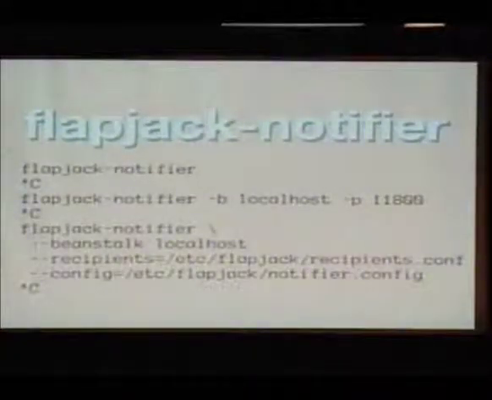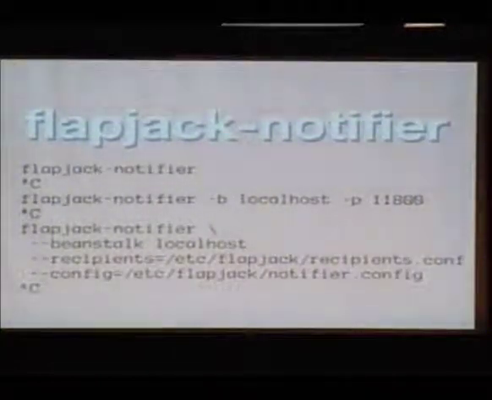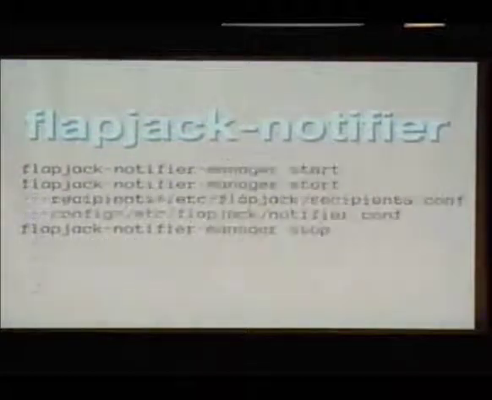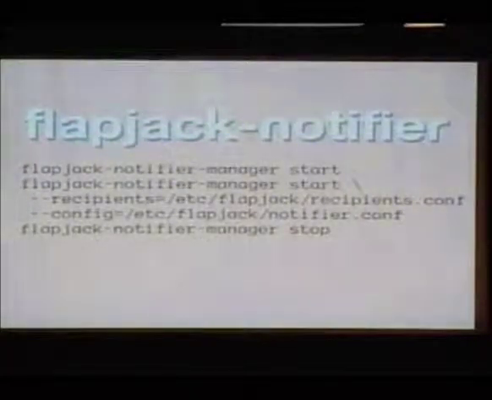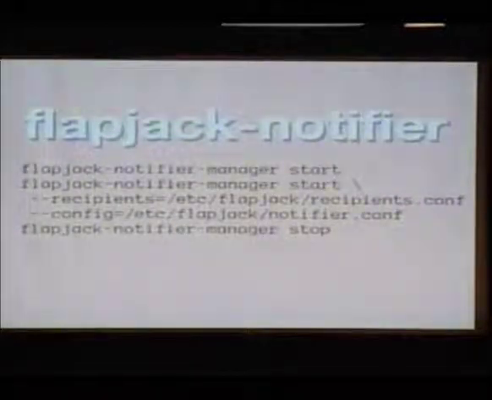The next part of the system is the Flapjack notifier. And it works very, very similarly to the worker in that you start it up and it runs on the current console. You pass a bunch of options to it, and it actually has a few more options. The two that we care about are the recipients and the config file. And like you would do with the worker, you also have the notifier manager. Generally, you're only really running one notifier because it can deal with the load quite easily. But it's very easy to cluster Flapjack notifier like you would do the Flapjack workers as well.